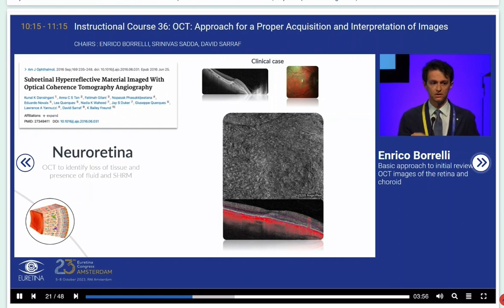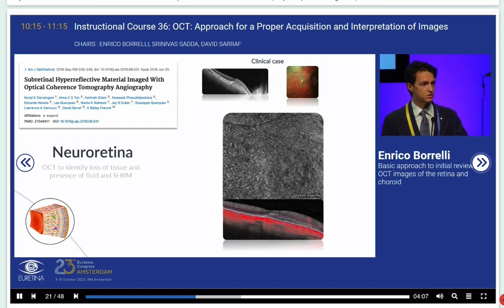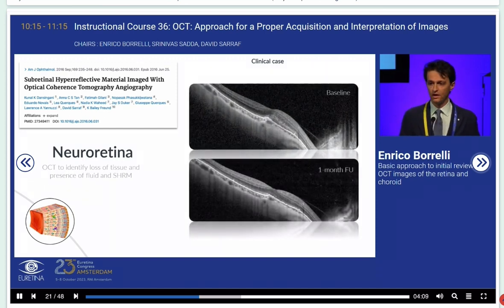This is a tricky case, as sometimes we have hemorrhage and subretinal hyperreflective material, and the hemorrhage may be associated or not with new vascularization. So in this case, there was no new vascularization. We decided to follow up the patient, and there was a complete resolution of the subretinal hyperreflective material.